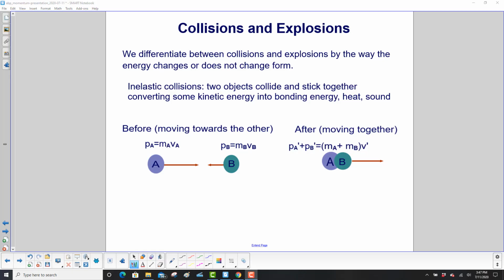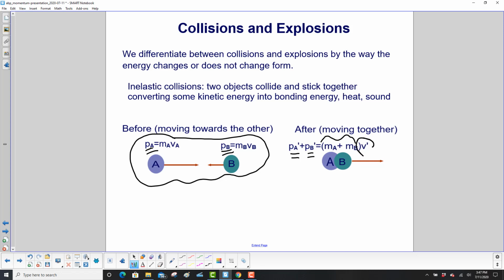Inelastic collisions. Two objects collide and stick together, converting some kinetic energy into bonding energy, heat, and sound. So here we have two objects moving towards each other, and each one has a momentum. This is momentum A, this is momentum B. Then they hit and stick together. So their final momentum of A and B, since they're combined, they're stuck together, it's the total mass of the two times the final velocity of the two objects.